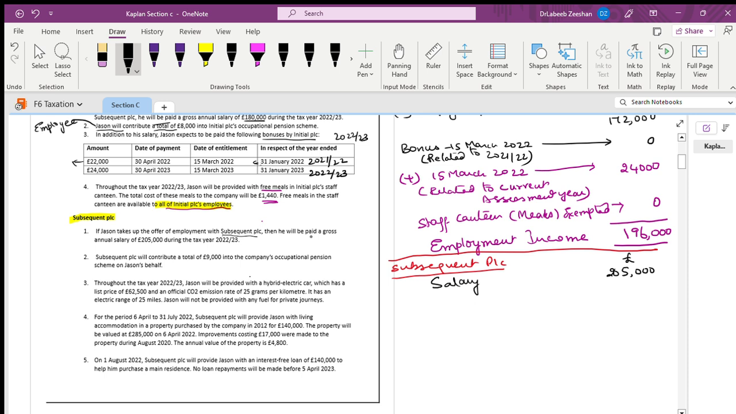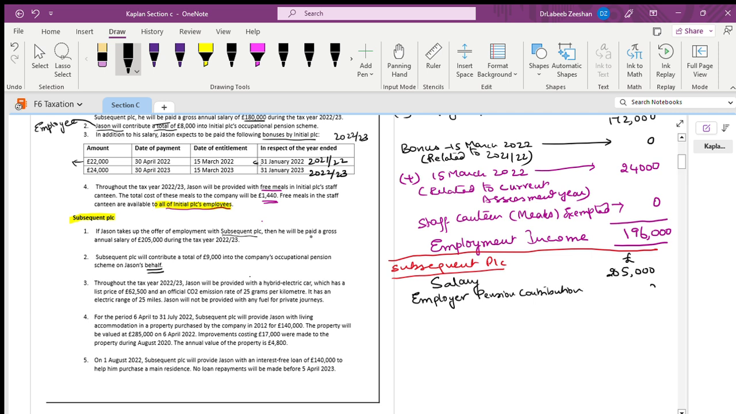Now, one by one. Subsequent PLC will contribute how much? Subsequent PLC will contribute a total of 9,000 into the company's occupational pension scheme on Jason's behalf. So it is 0? Who is contributing? The employer is contributing. Here you have to mention employer. Okay. Employer pension contribution.